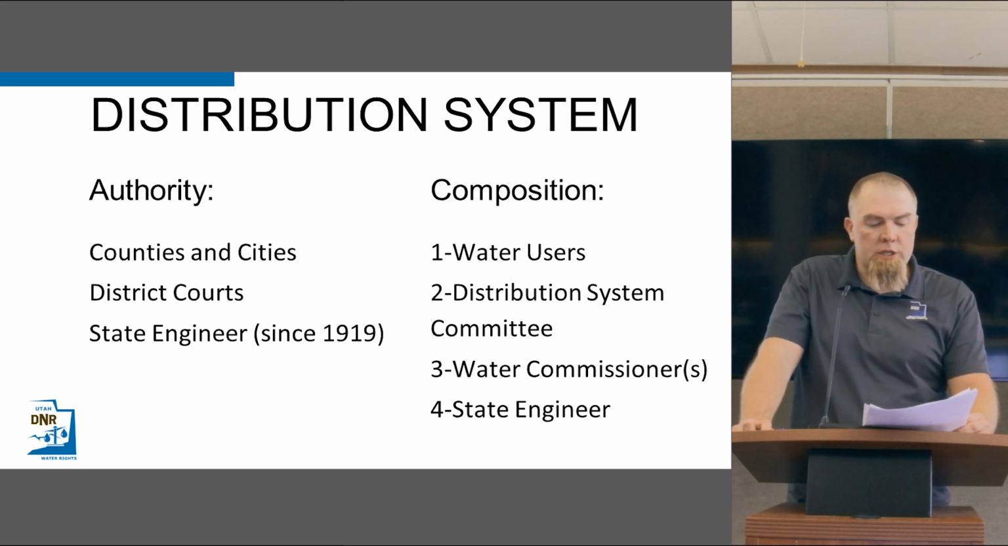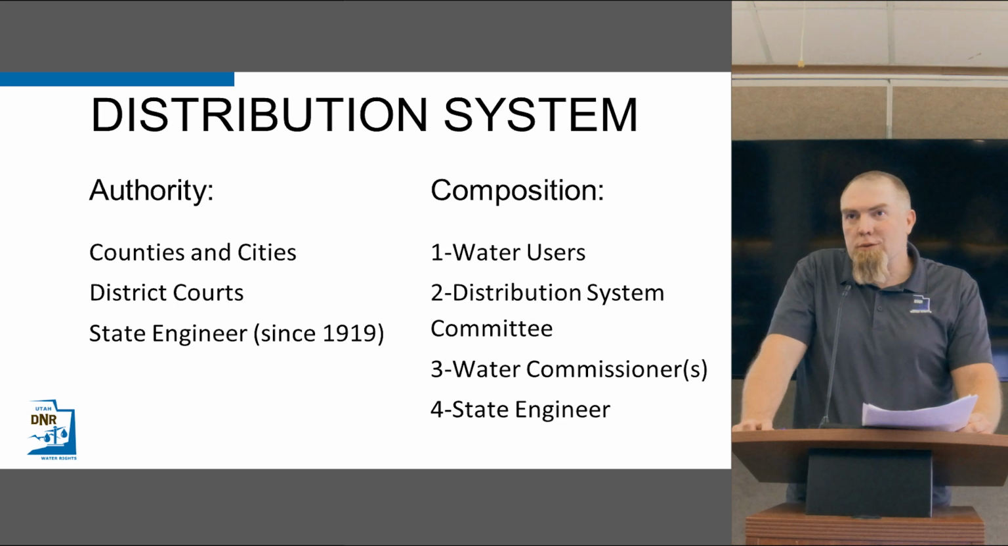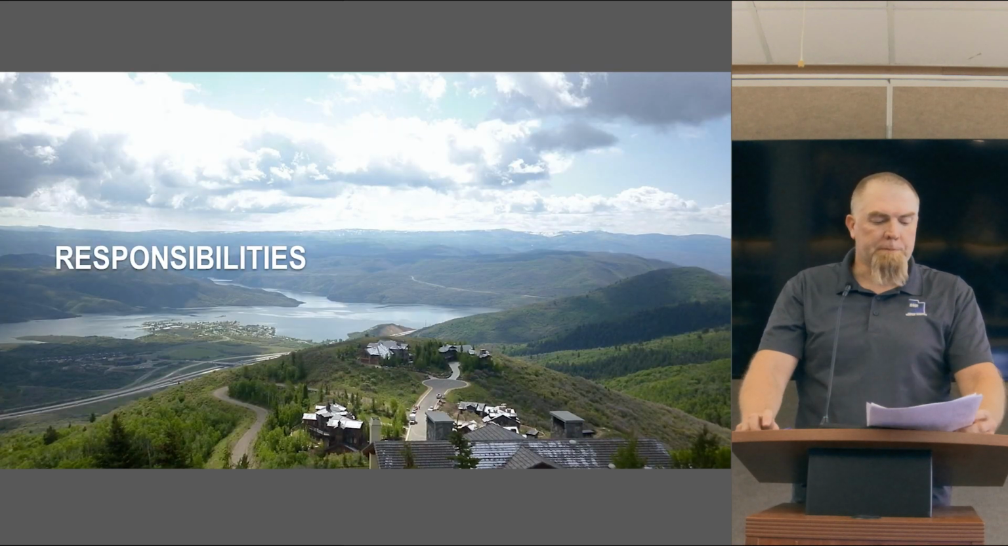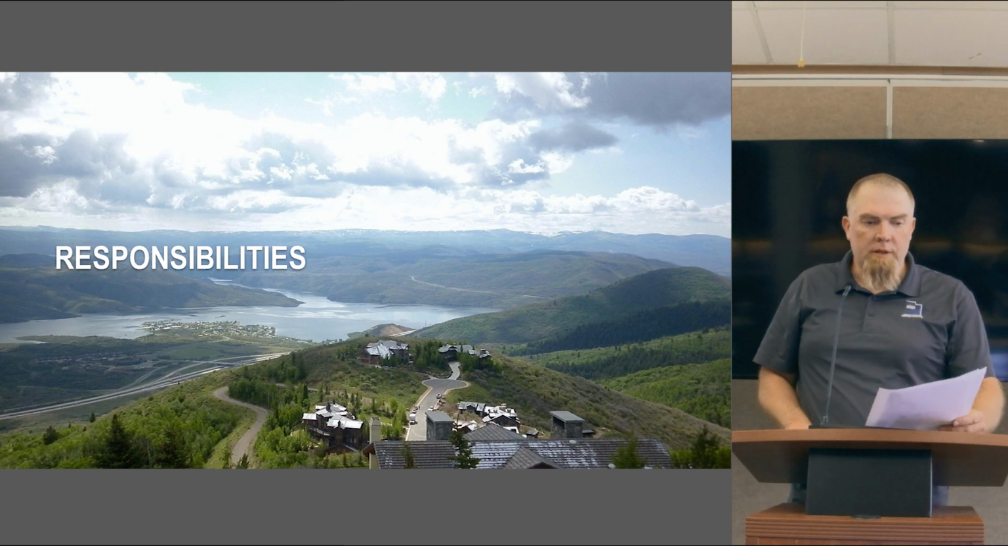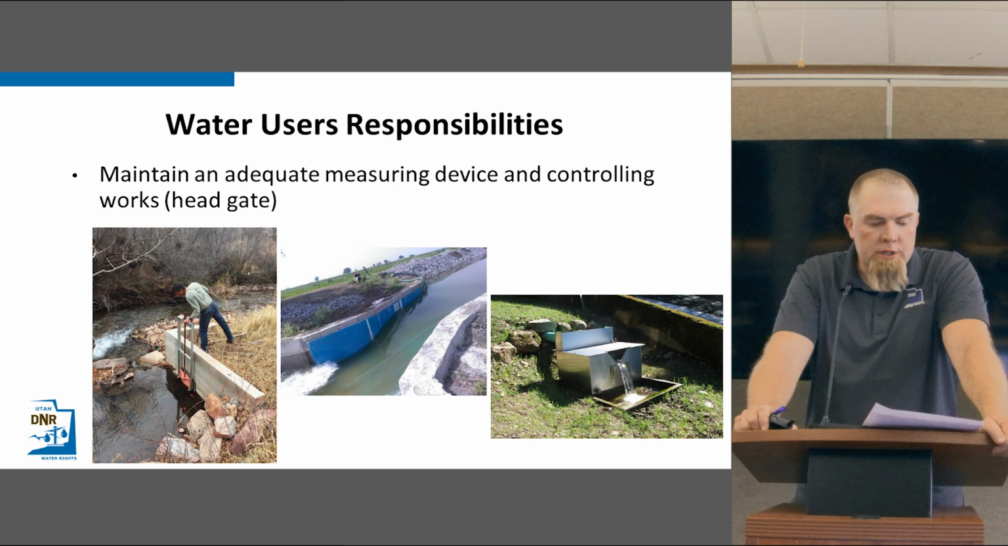A distribution system is composed of a minimum of 2 water users. Oftentimes they're created because there's conflict, and we do have a couple of systems in the state that have 2 water users. They consist of a distribution system committee, a water commissioner or commissioners, and obviously the state engineer. I'd like to go through the responsibilities of each of these parties in the distribution system.